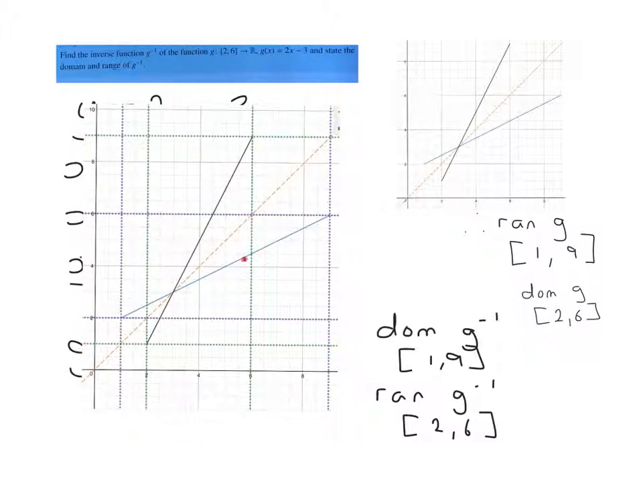Now the blue line's domain and range are given by the purple dotted lines, and you can see there that it starts from 2 and goes up to 6. That's the range, and it starts at 1 and goes across to 9, which is the domain. So you can clearly see that the domain and range have just swapped spots from the original to the inverse.